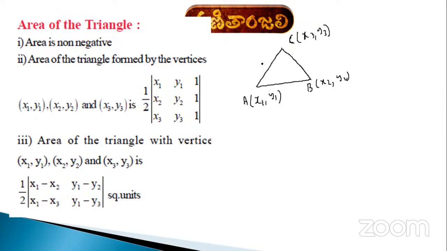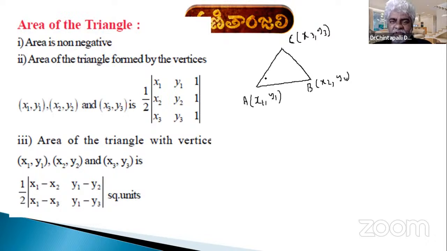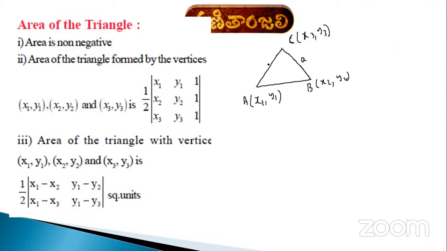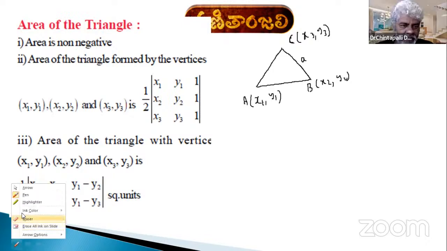That means side AB is small c, side BC is small a, because it is opposite to the vertex A, right? It is called small a, side BC, because this side is opposite to angle A. What is side AC? It's small b, sir. Very good. AB is small c. That's good.